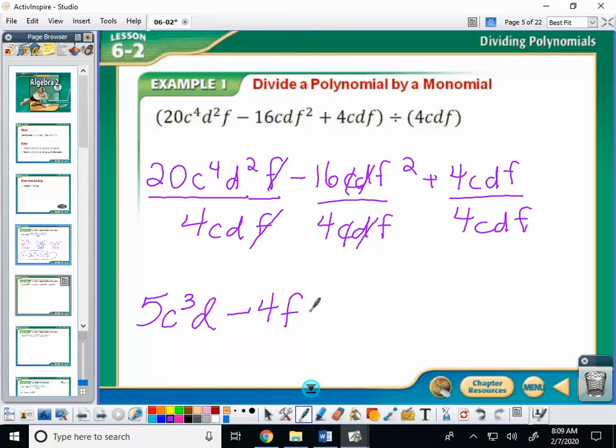What's going to happen in that last term? It's all going to cancel out, isn't it? Now, don't put nothing there. You have to put something. 4 divided by 4 is not 0. 4 divided by 4 is 1. So we are going to put plus 1. And of course the c's, d's and f's do cancel.